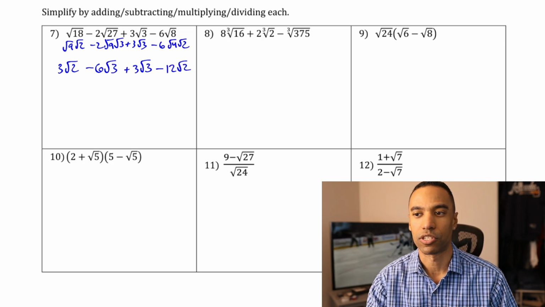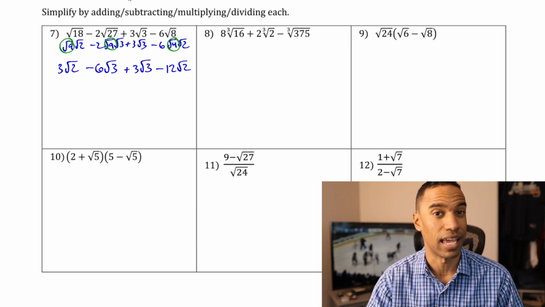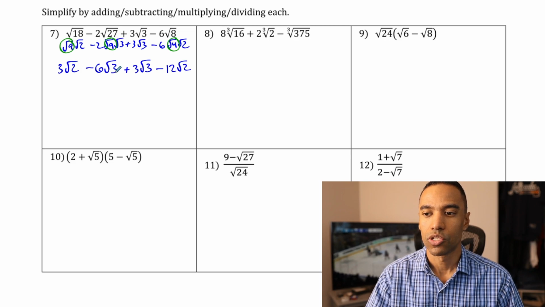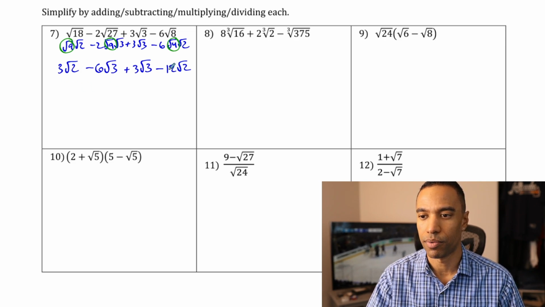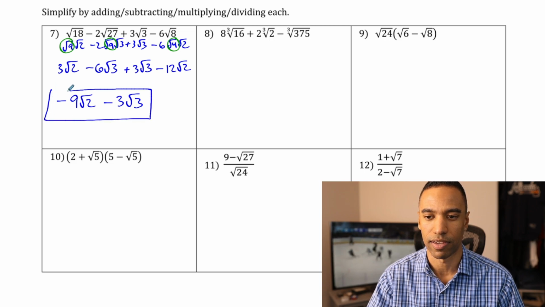I was finding perfect square factors there. 9's a perfect square, 9's a perfect square, 4's a perfect square. 3 contained no perfect square factors in there. So now we can combine like terms. 3 root 2 minus 12 root 2 is negative 9 root 2. And negative 6 root 3 plus 3 root 3 is negative 3 root 3. And that's as far as we can simplify that.